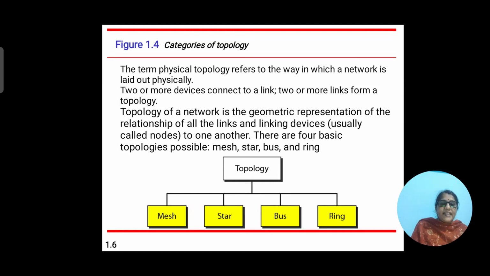Next, see the criteria of topology. The term physical topology refers to the way in which a network is laid out physically. One or more devices connected to a link, two or more links form a topology. The topology of a network is the geometric representation of the relationship of all links and linking devices, usually called nodes, to one another. There are four basic topologies.